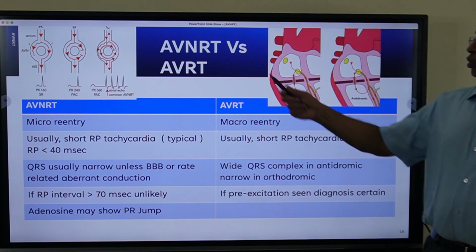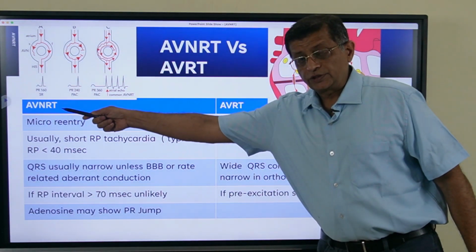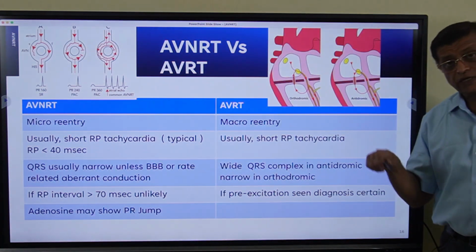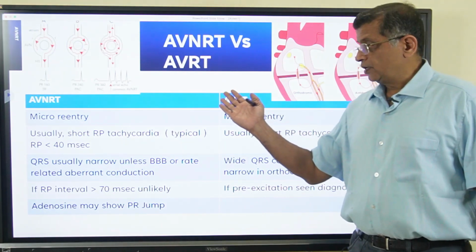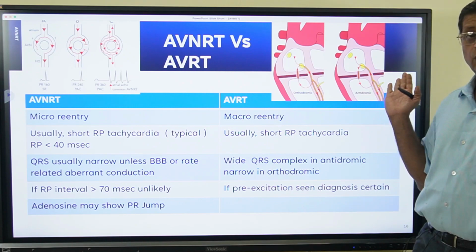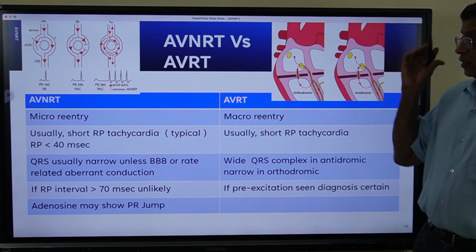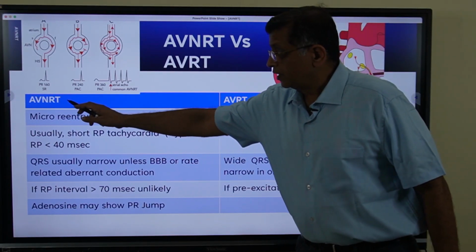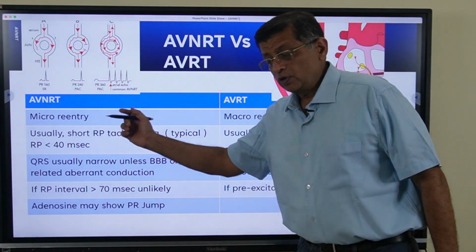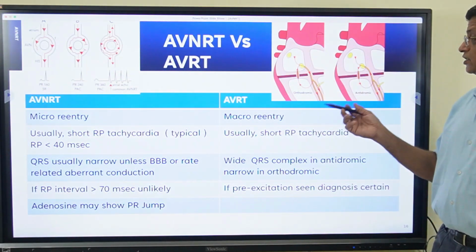Now these are the two most common causes of supraventricular tachycardia: atrioventricular nodal reentrant tachycardia that we are discussing now, and atrioventricular reentrant tachycardia that we are going to discuss in the next lecture. Hence, I have in this chart tried to differentiate how to distinguish between the two common forms of supraventricular tachycardias. In AV nodal reentrant tachycardia, the mechanism is micro reentry, while in atrioventricular reentrant tachycardia, the mechanism is macro reentry.